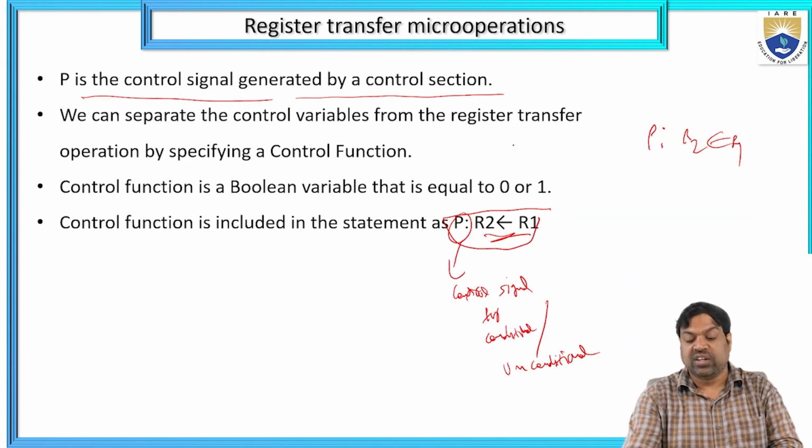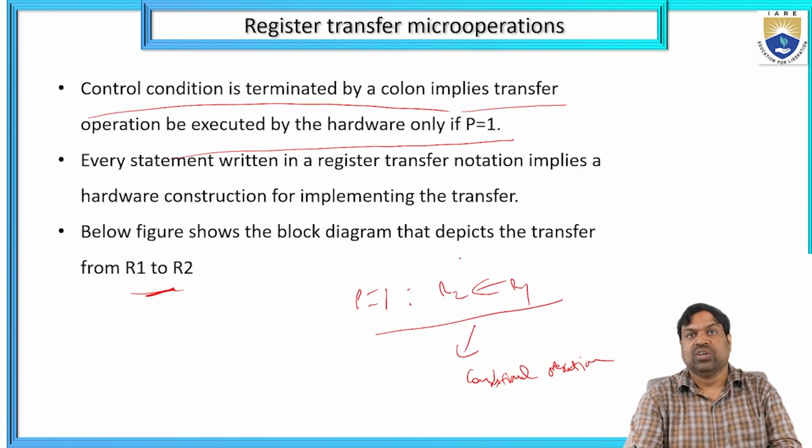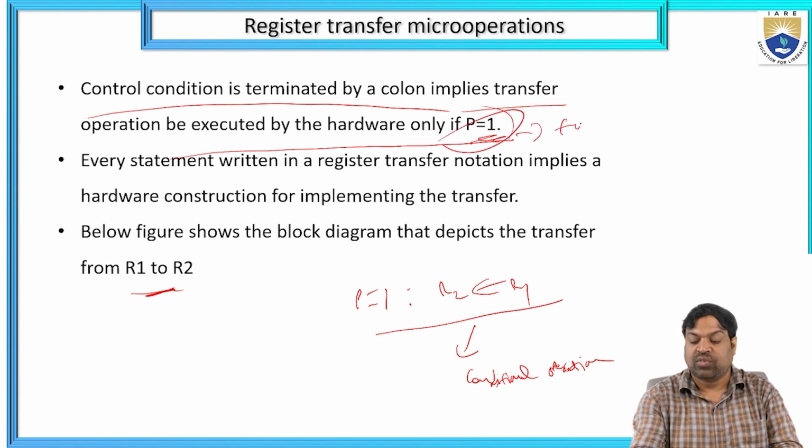So P is a control signal, generated by a control function. We can separate the control variables from the register transfer operation of the control function. The control function is a Boolean variable, 0 or 1. If P is the statement, P: R2 ← R1 means the data of R1 is transferred to R2. The control condition is terminated by a colon, which implies that an operation follows when P equals 1, and not when P equals 0. That is for conditional operation.